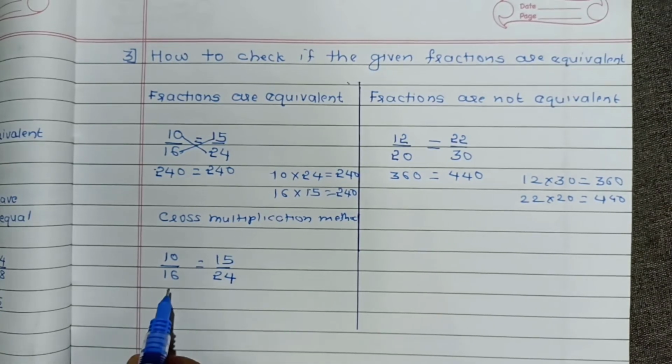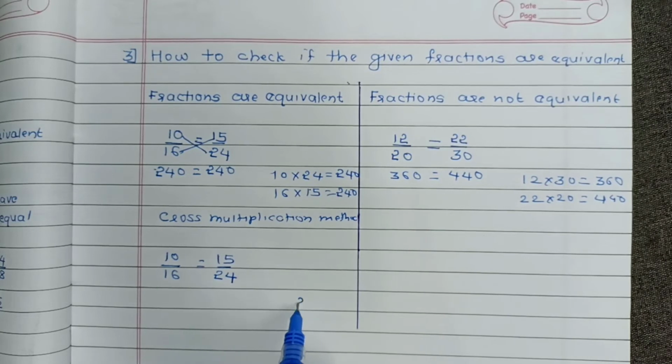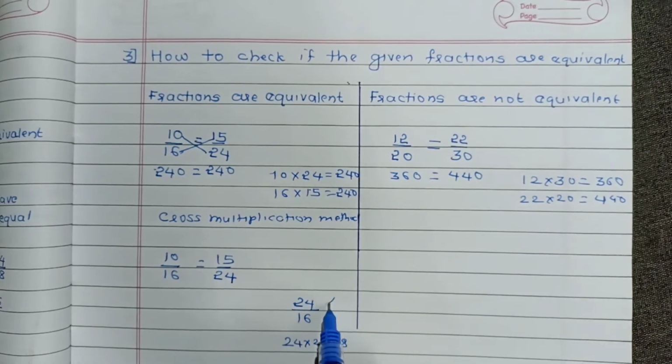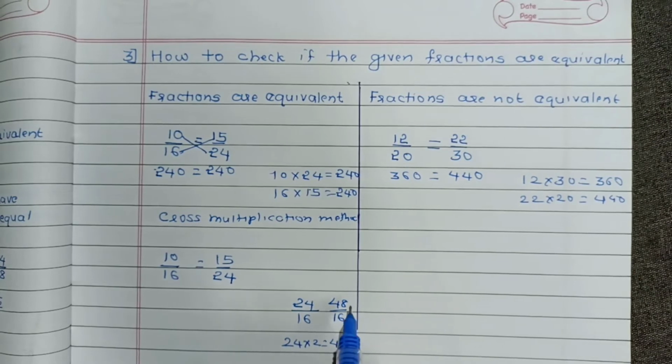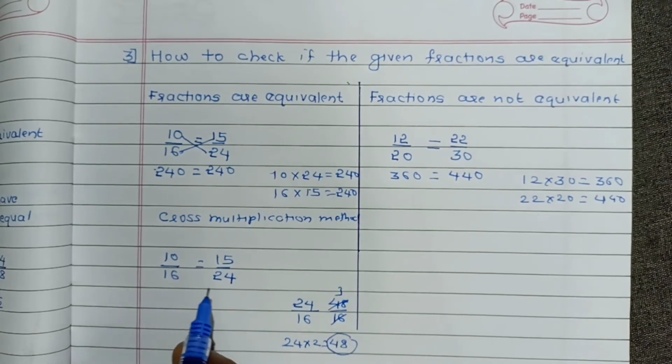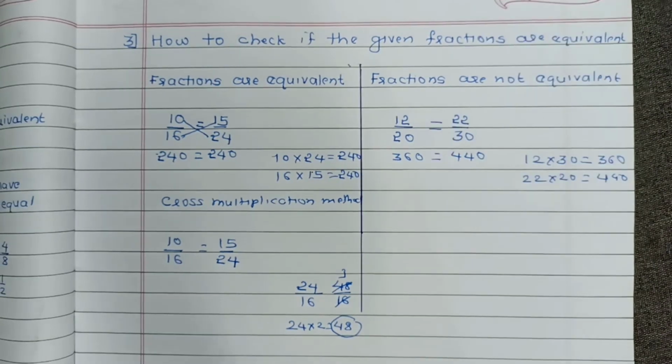LCM. So what is the LCM of 24 and 16? To find it out, you have to take 24 and 16. 16 is not a divisor of 24, therefore you have to multiply 24 by 2, which is 48. Divide this 48 by 16, and you'll get the answer 3. So therefore 48 is the LCM of 16 and 24.